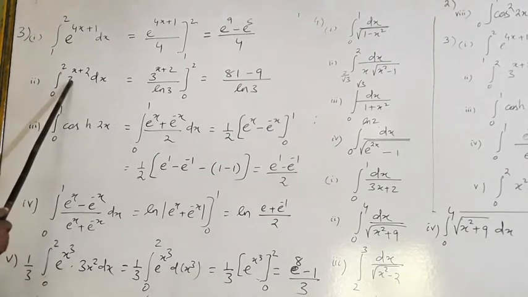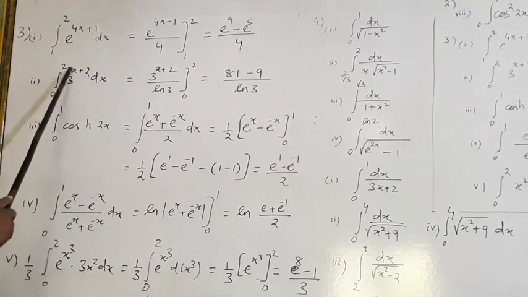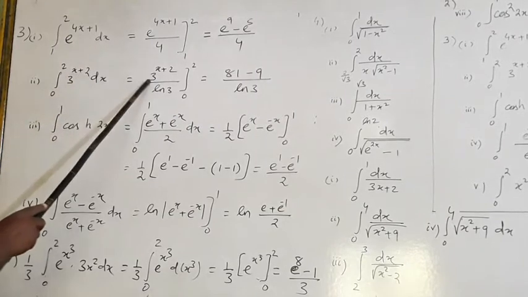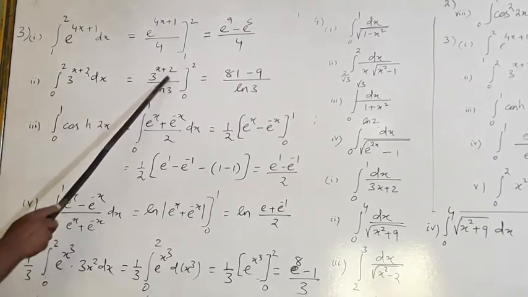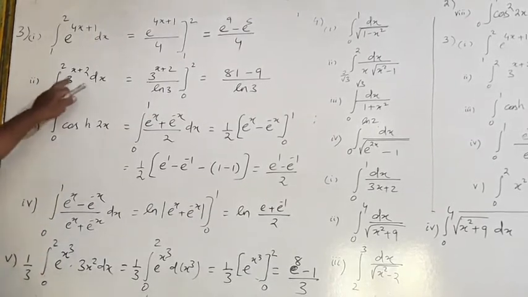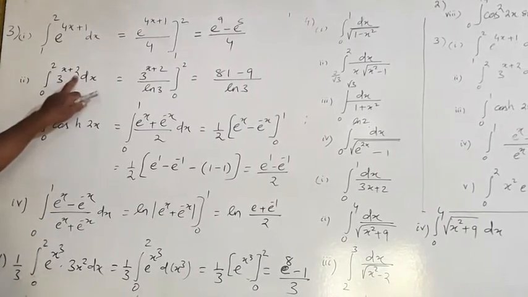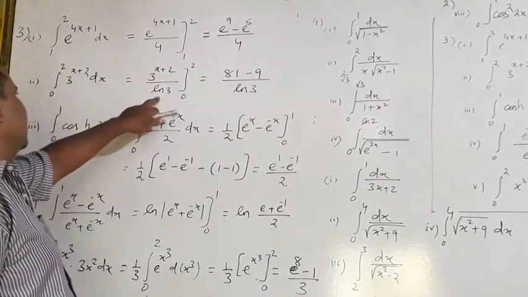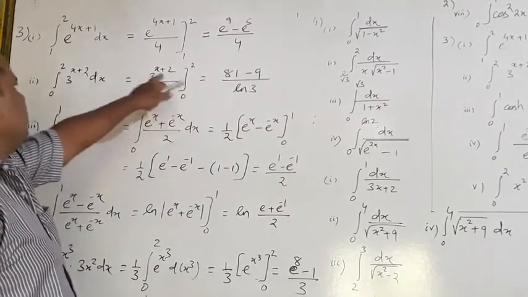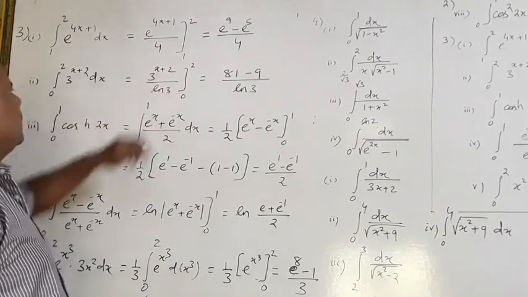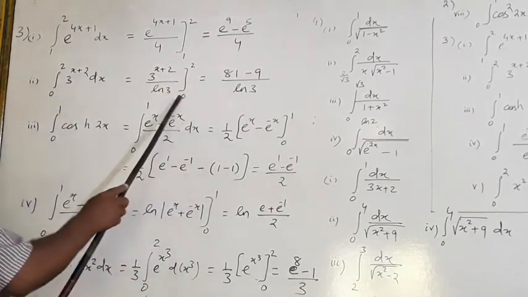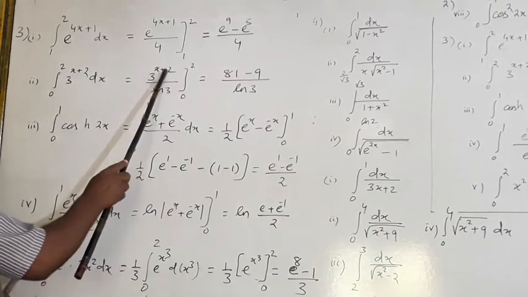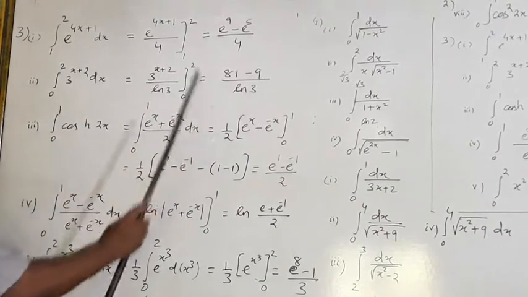Now we know a to the power mx plus b integrates to a to the power mx plus b by m ln a. For 3 to the power x plus 2, you can write the integration directly: 3 to the power x plus 2 by ln 3, from 0 to 2. Then putting the upper limit, it becomes 3 to the power 4. I am writing it as 81 minus 3 to the power 2, that is 9, by ln 3.